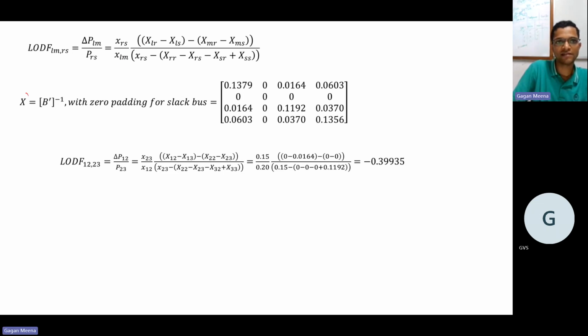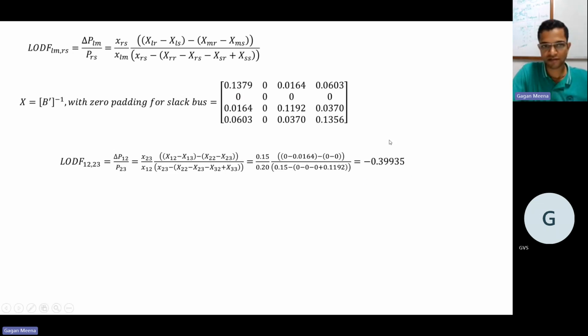And capital X, small x are the line impedance. This capital X will come from this B inverse matrix. The terms corresponding to the slack bus we had removed, so these are 0, and the others are the elements of B inverse. We can substitute all the values and calculate the LODF.